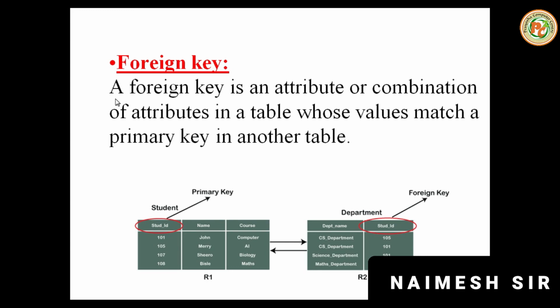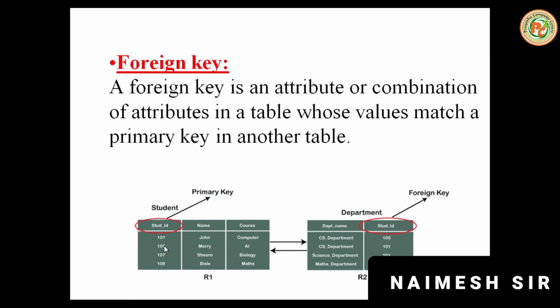Now, a foreign key is an attribute or combination of attributes in a table whose value matches a primary key in another table. Here a student table is there, with student ID, student name, and course, and the second table is called department, with department name and student ID. So for example, students 101, 105, 107, 108.